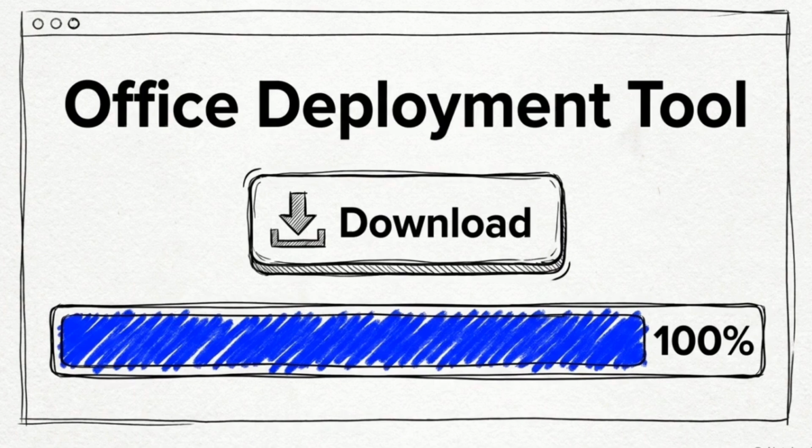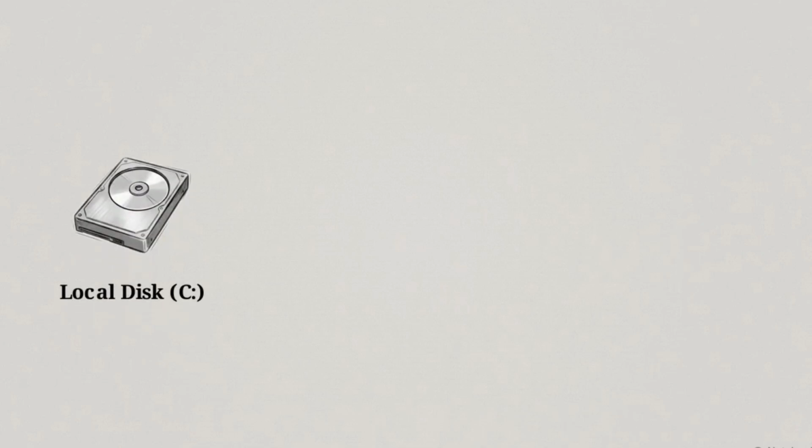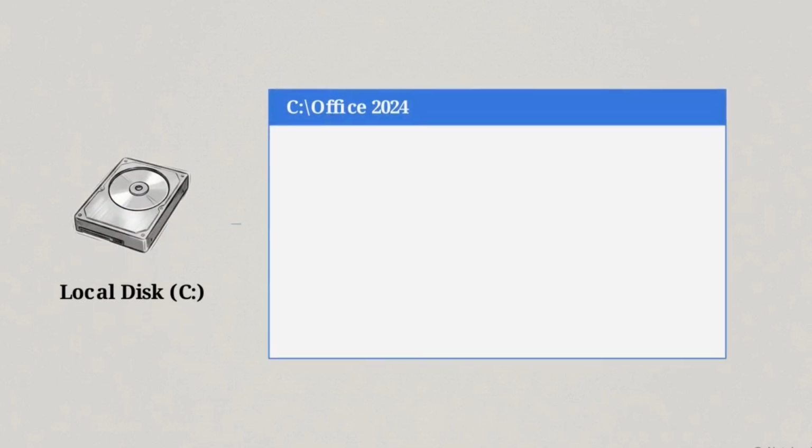Next, we need the tool that reads that blueprint. Search for the official Microsoft Office deployment tool and download it to your PC. Now open your File Explorer and navigate to your C drive. Create a new folder named Office 2024. Move the downloaded XML configuration and deployment tool files into this folder.